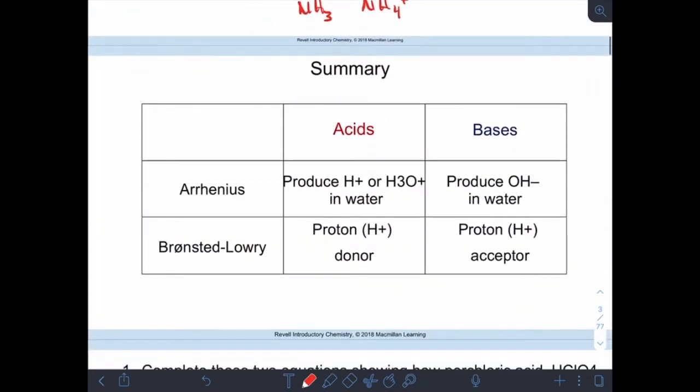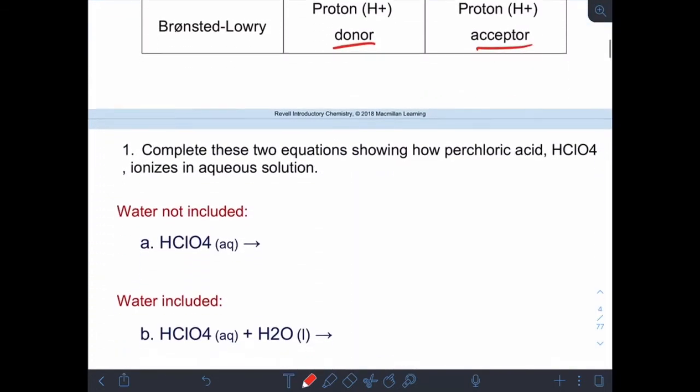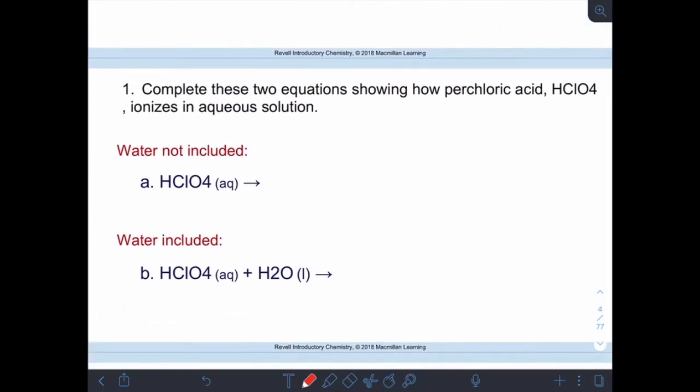So as a summary, with the Arrhenius definition, acids produce H plus or H3O plus in water, and bases produce OH minus in water. And the Bronsted-Lowry definition is that acids are H plus donors and bases are H plus acceptors. Usually these definitions will overlap. So let's take a look at how we look at these things in terms of equations.